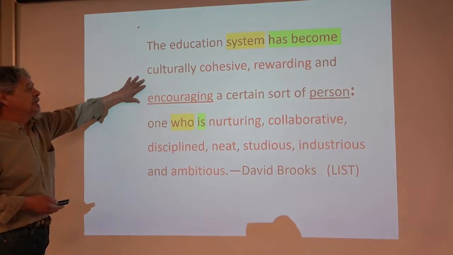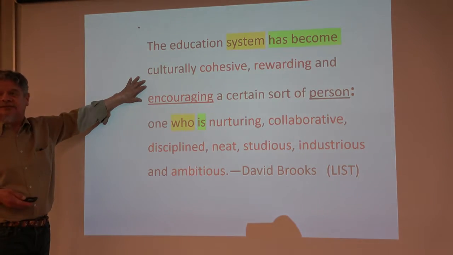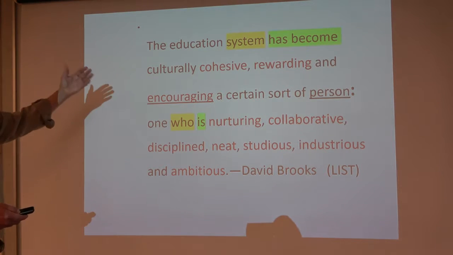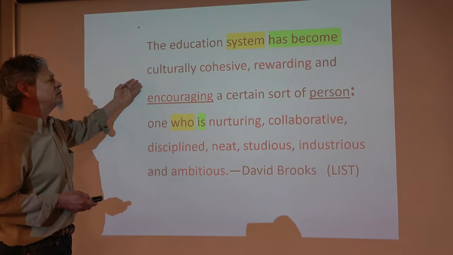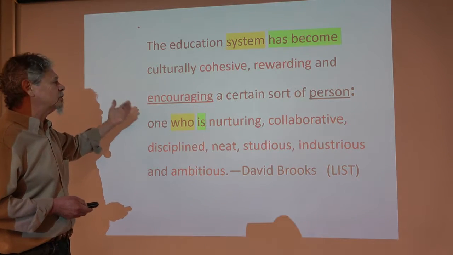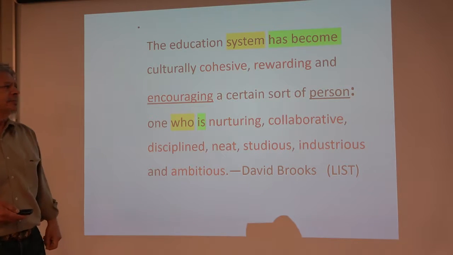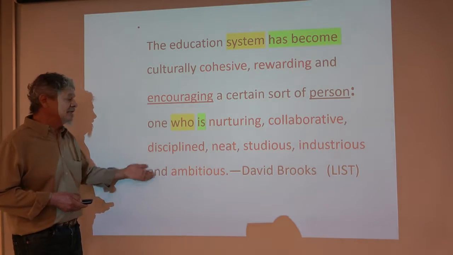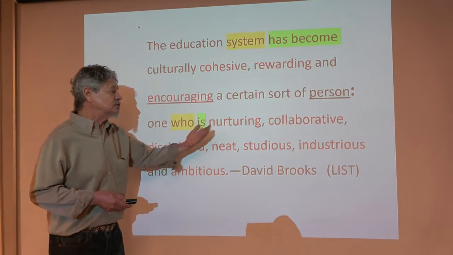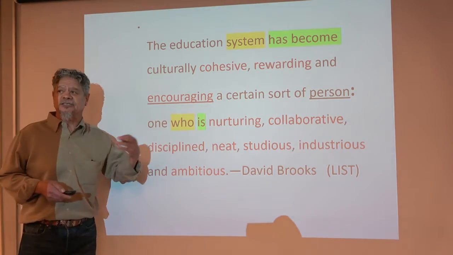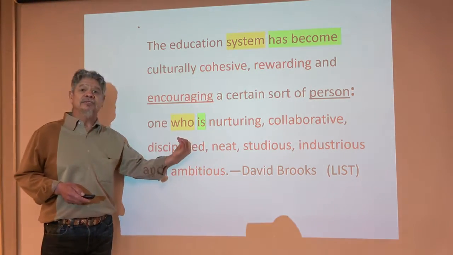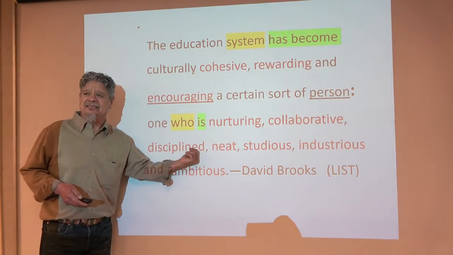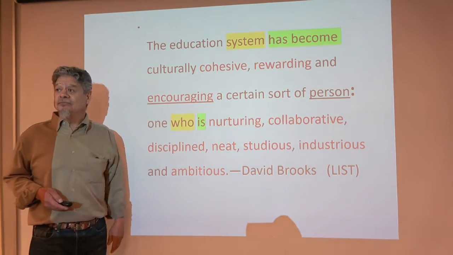Now here, this is also a sentence from David Brooks, from his article about men and boys. The education system has become culturally cohesive, rewarding and encouraging a certain kind of person, a certain sort of person, one who is nurturing, collaborative, disciplined, neat, studious, industrious, and ambitious. And David Brooks says, any boy who doesn't act like this, he ends up out of school.